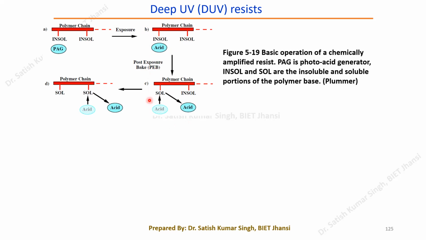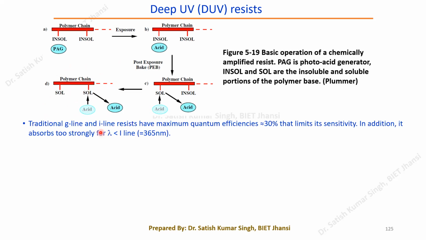This creates a catalytic reaction, and it will convert the other PAG material into a soluble solid. Later, the part which got exposed to the light will slowly become soluble, and then we apply a developer, and within that developer this exposed part can be developed and removed.